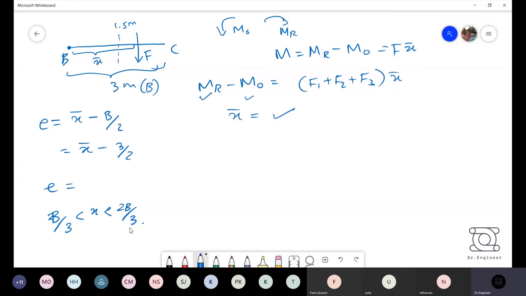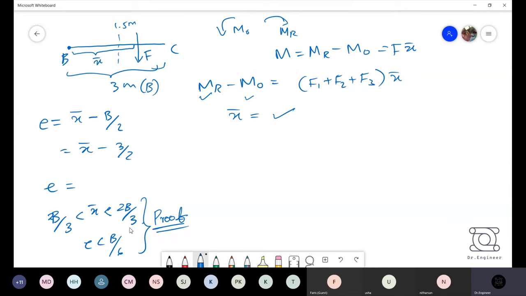Whereas our x bar should be within this value, and e should be less than B by 6. There are proofs for this one, so I'm not going to prove it. The proof is available next year, so don't bother about the proof. Just remember these things for the time being. If you want to know the proof, just refer to a geotechnical book, or I think I have explained it in my other geotechnical videos.